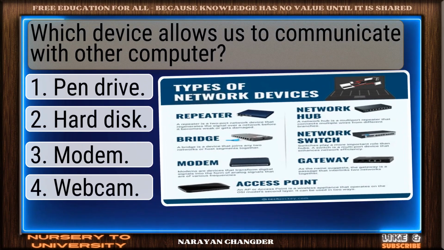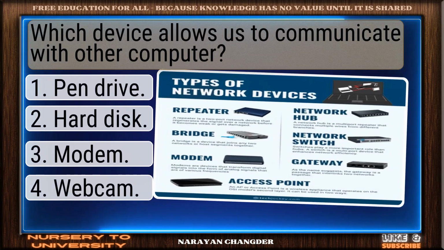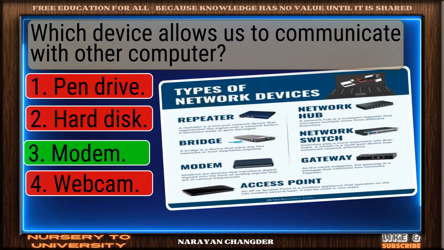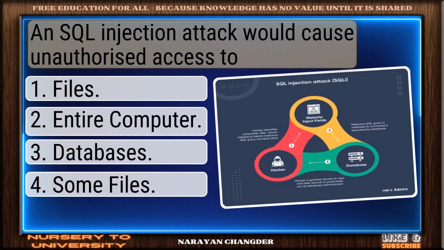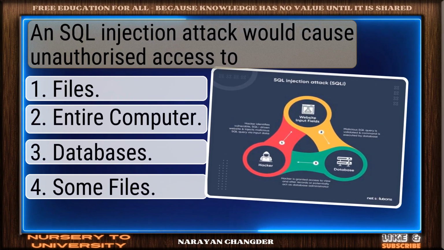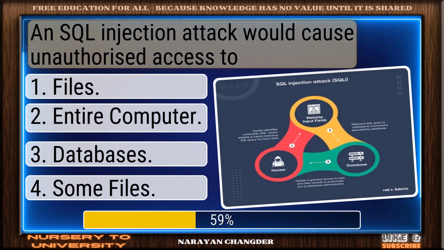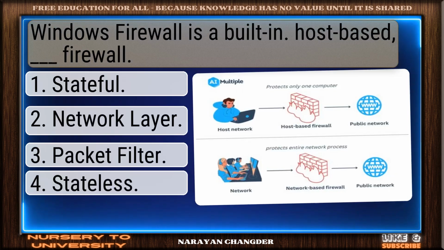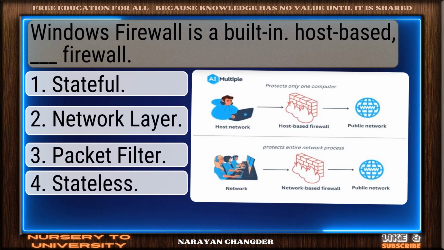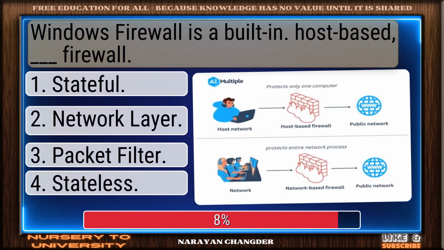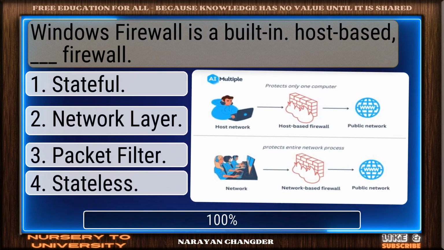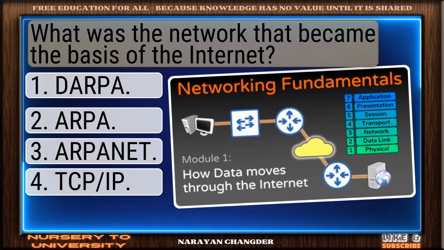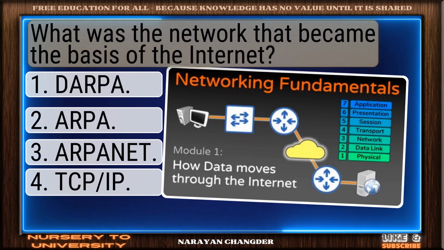Which device allows us to communicate with other computers? You got it. Modem fits. An SQL injection attack would cause unauthorized access to. Excellent choice. Databases is right. Windows Firewall is a built-in host-based dash firewall. Exactly. Stateful makes sense. What was the network that became the basis of the internet?